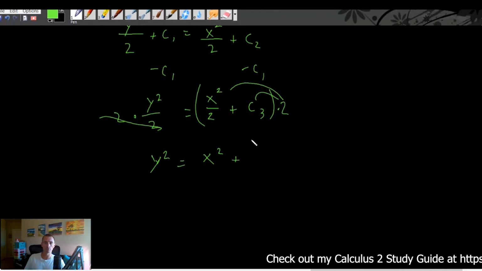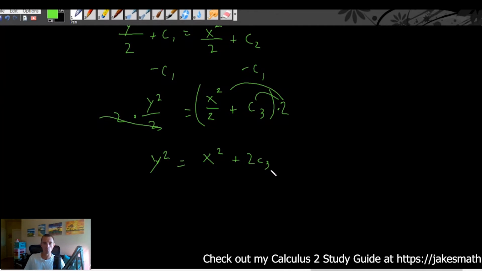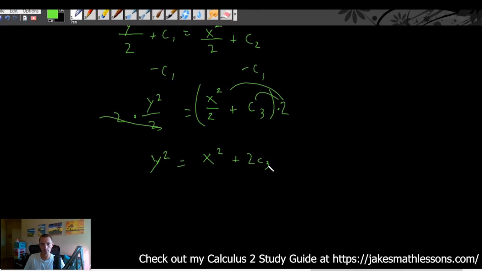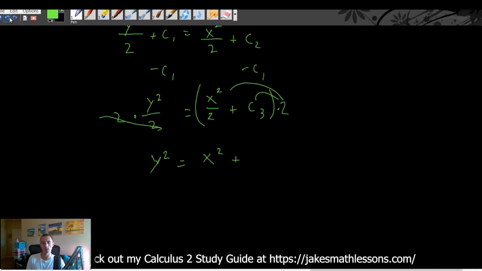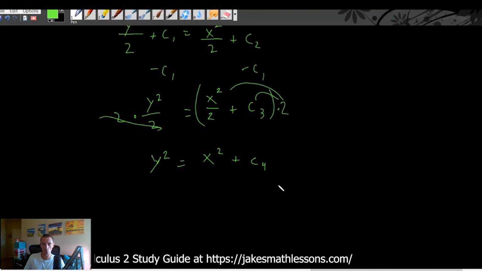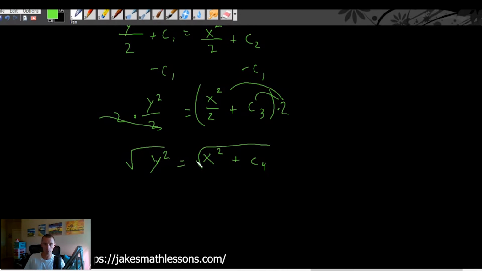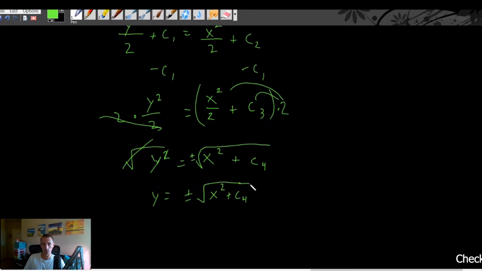And then we're going to have basically 2 times c3, which, a constant 2 times a constant c3, is just going to create a new unknown constant, which we will call c4. And then we can just take the positive and negative square root of both sides of our equation. Keep in mind, whenever you're taking the square root like this to solve for a variable, you need to take the positive and negative square root. But that squared and square root will cancel, leaving us with y equals the positive and negative square root of x squared plus some unknown constant called c4.